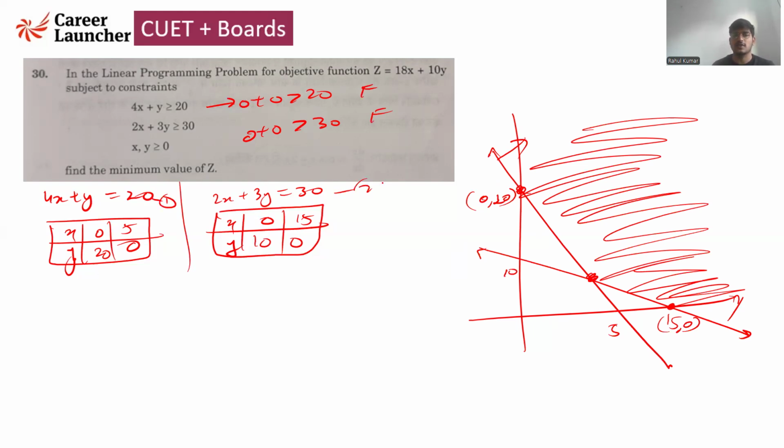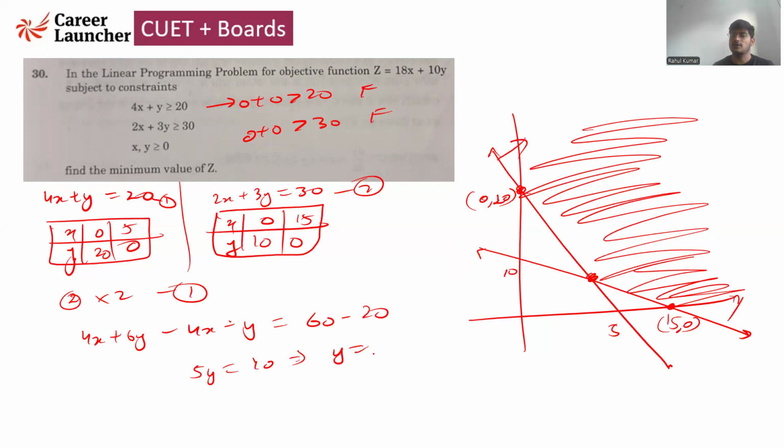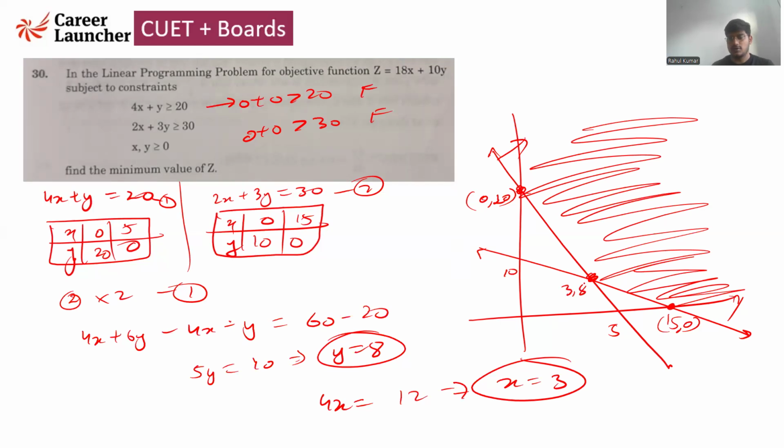This is the first equation. This is the second equation. Multiply the second equation by 2 and subtract it from 1. So you will get 4x plus 6y minus 4x minus y, which is equal to 60 minus 20. Means 5y is equal to 40 and the value of y is 8. And because the value of y is 8, you can see, 3 comma 8 is your another intersecting point.